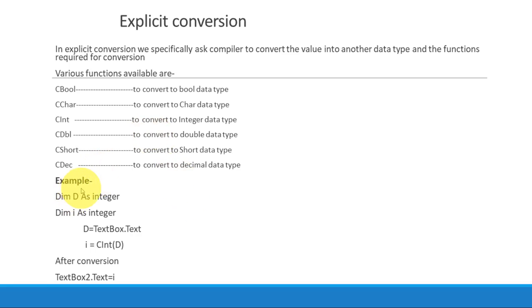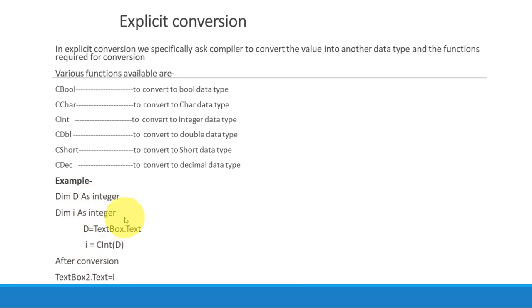Now let's have a look at the example. Dim d as Integer, no, this is not integer. Sorry, this is double. Dim d as Double. Dim i as Integer. Now the text box value will get transferred to the double value. That is, suppose 10.33. Let's discuss the previous example. 10.33 is assigned to d which is of type double and not integer.